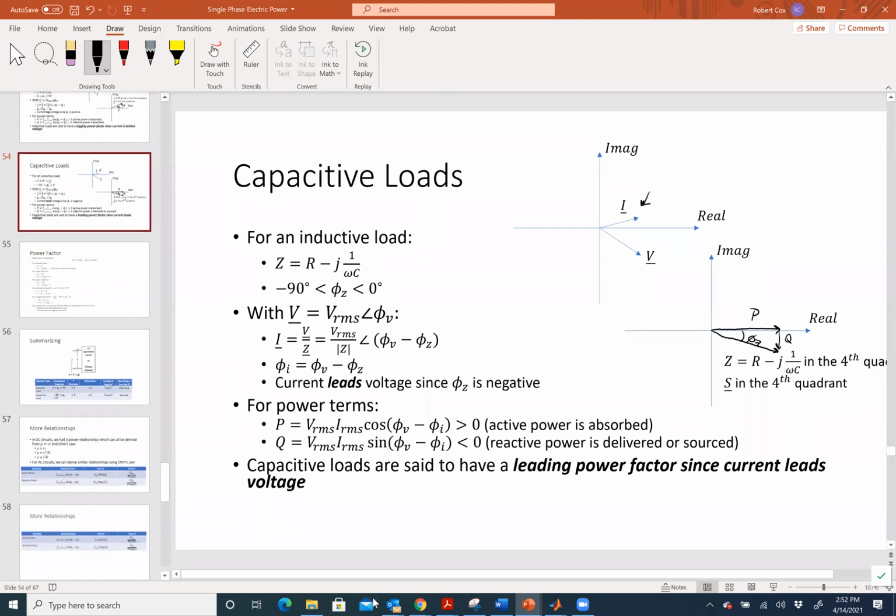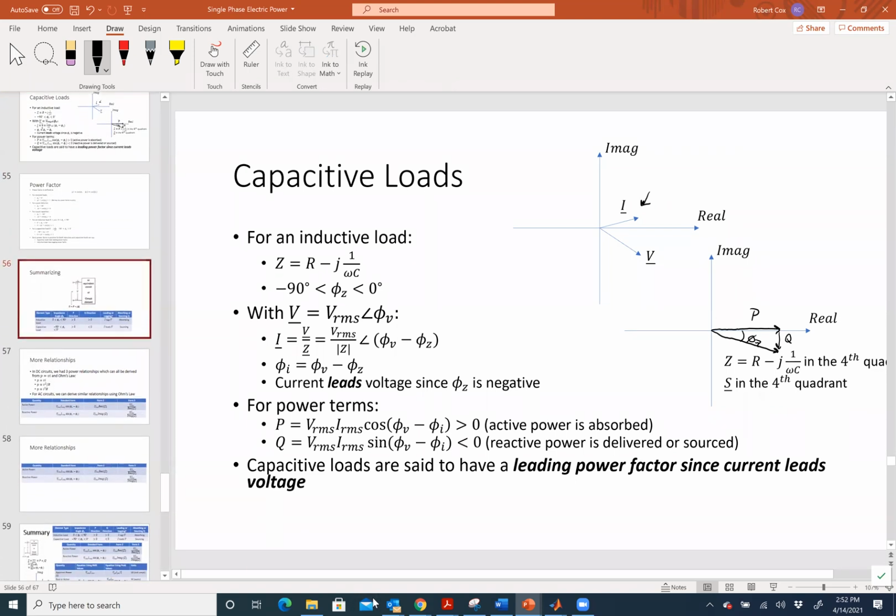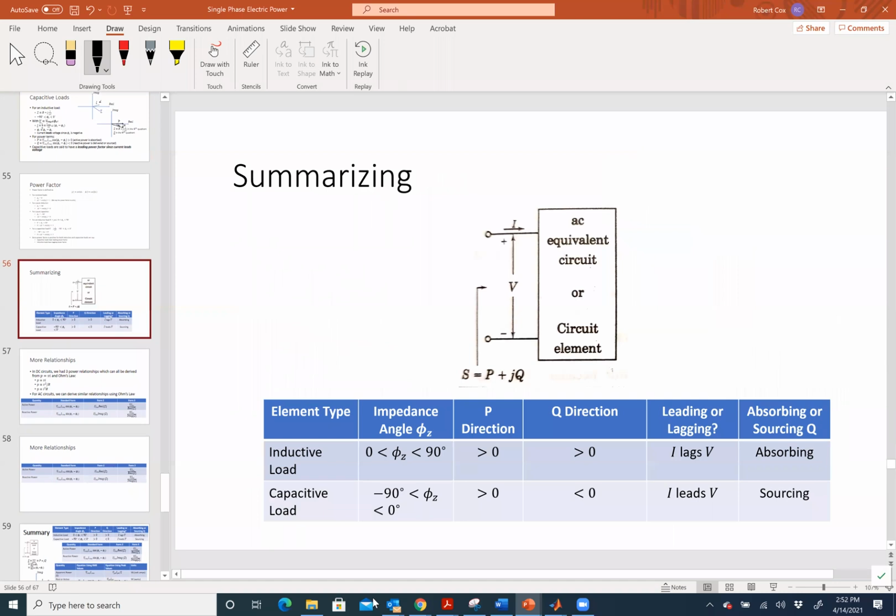And so in summary here, I kind of think of my stuff like this. If I have an inductive load, if I'm looking at a load, the impedance angle is somewhere between 0 and 90. It's absorbing power, so P is greater than 0. It's absorbing Q. We say that I lags V. And then for a capacitive load, we say I leads V. So we got a good summary of all that there.